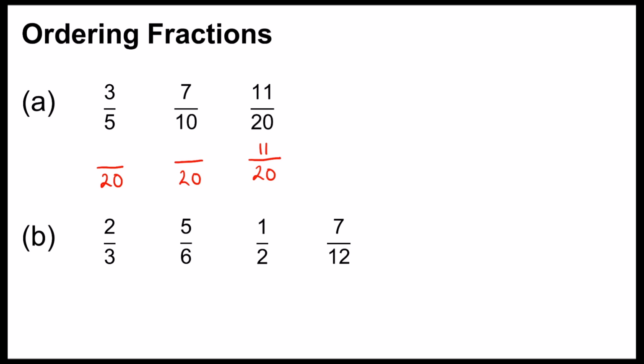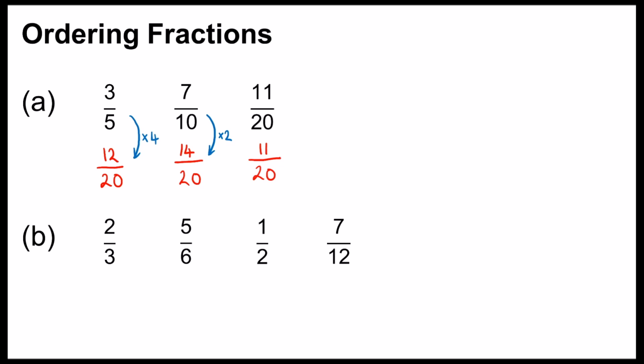Next, I need to think about what I need to multiply my original fractions by to get them out of 20. So my first fraction, 3/5, I can times the bottom by 4 to get it out of 20. And my second fraction, 7/10, I can times it by 2 to get it out of 20. For my fractions to remain equivalent, I need to make sure whatever I do to the bottom, I also do to the top. That means I also need to do 3 times 4 on the top of my first fraction, which would give me 12, and 7 times 2 on the top of my second fraction, which gives me 14.